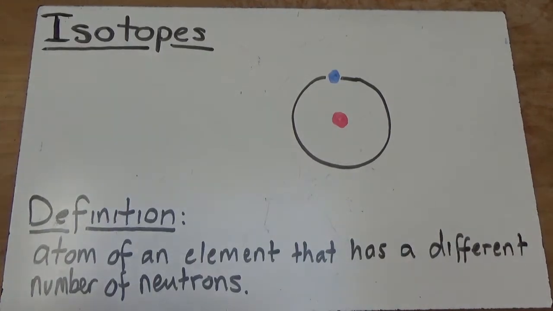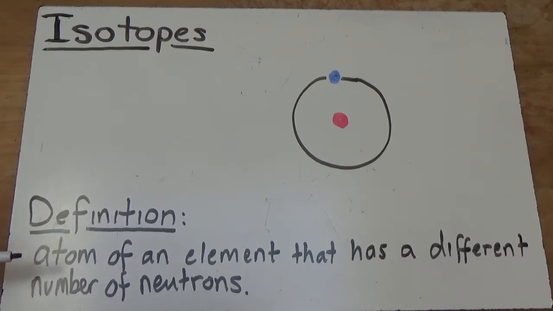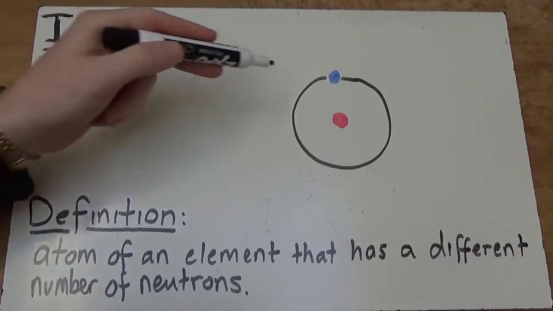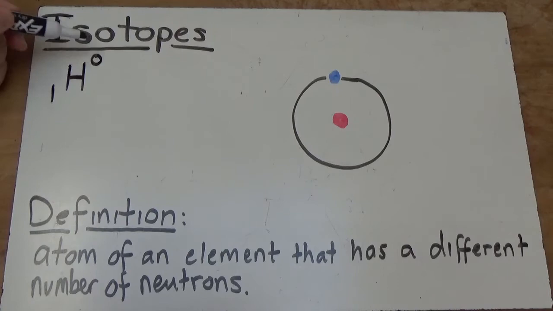Today's lesson is isotopes. The definition of an isotope is just an atom of an element that has a different number of neutrons. So, when you are naming elements, we know that they are defined by the number of protons. This element here has one proton, and so it is hydrogen. It also has one electron, so its charge is 0. And since it only has one proton and no neutrons, its mass is 1.